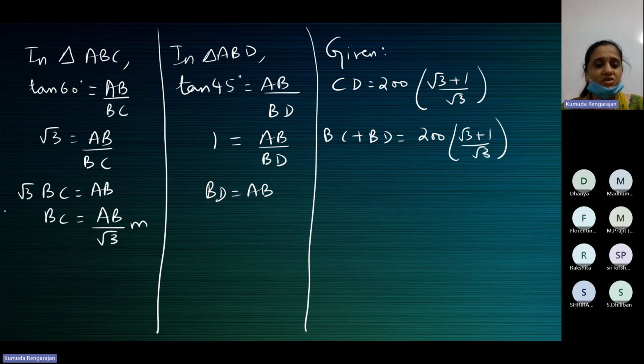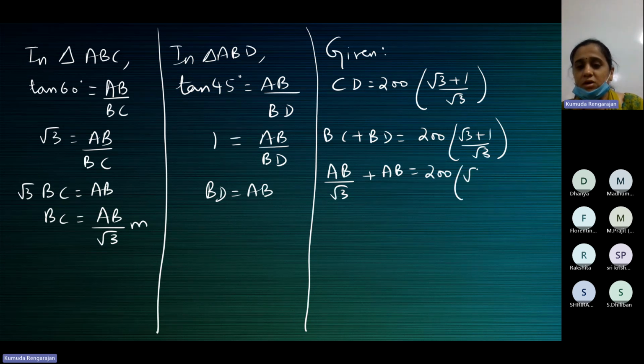So why are we writing BC in terms of AB? We need to find the height of the lighthouse. So instead of BC, write AB by √3, and instead of BD, write AB. So you've got AB, which is the height of the lighthouse, is equal to 200 into √3 plus 1 by √3. So AB is common.